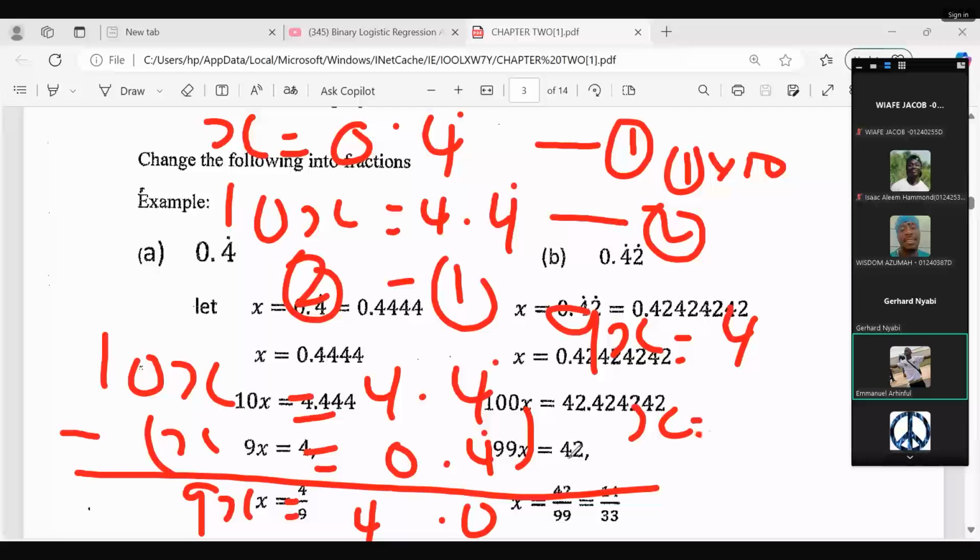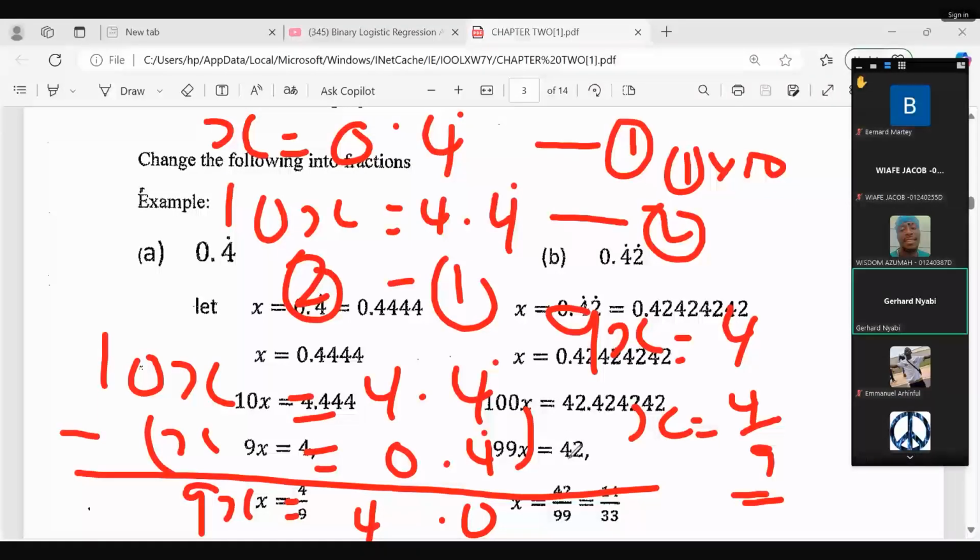So your x will be equal to what? 4 over 9. So if you put 4 over 9 on the calculator, it should give you 0.44444. I hope that is clear. Yes, sir. All right.